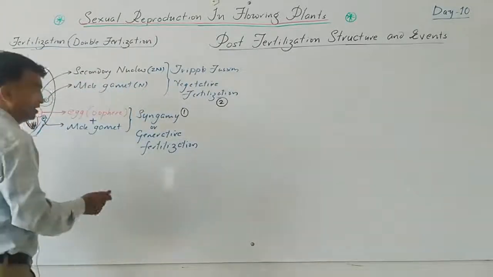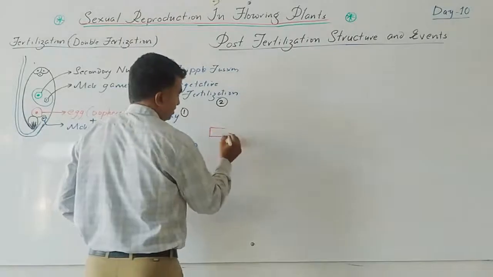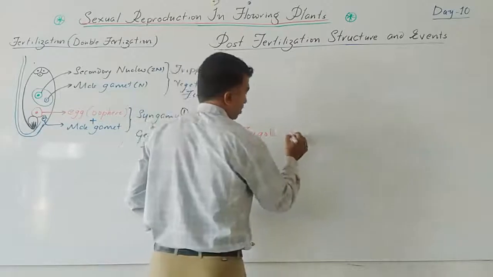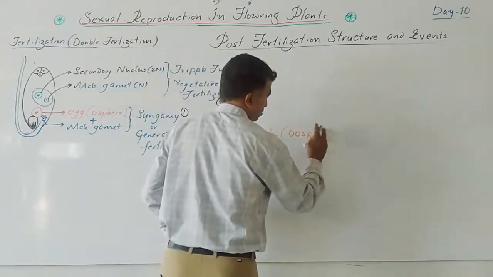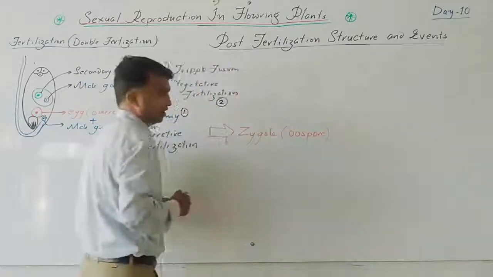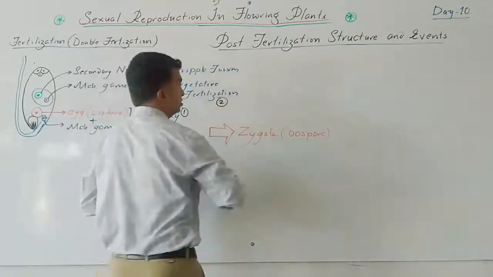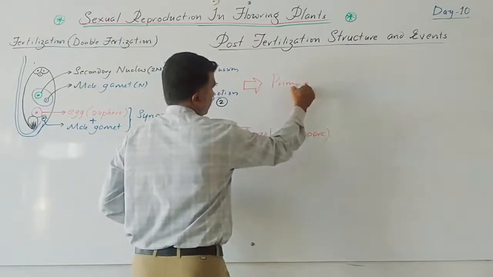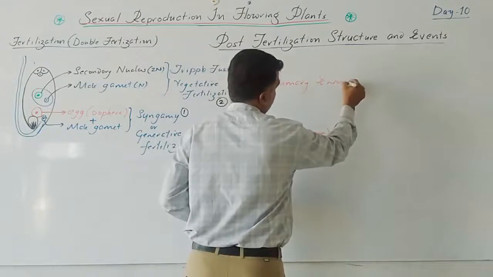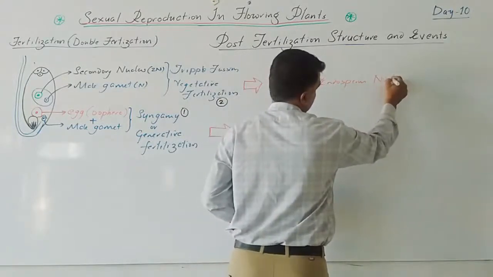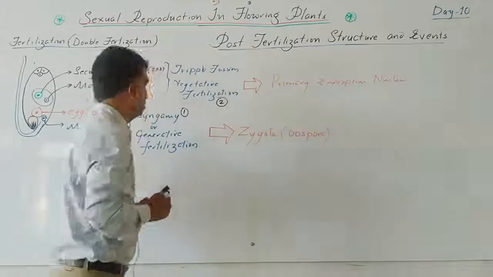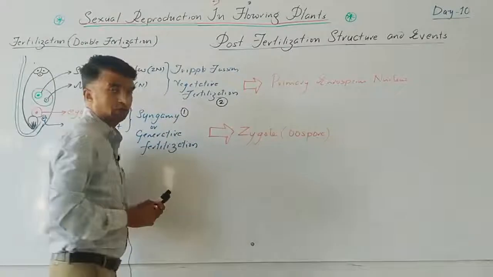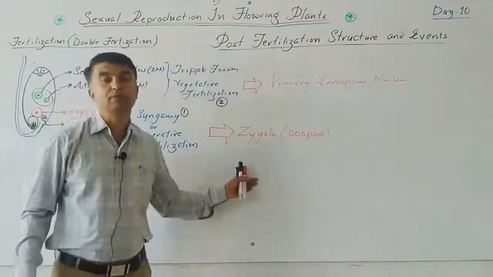Now the products. The product of syngamy is called the zygote, or oospore. The product of triple fusion is the primary endosperm nucleus. So this will develop into the primary endosperm nucleus, and the zygote will develop into the embryo. So this is about double fertilization.